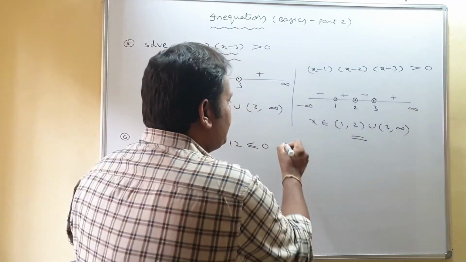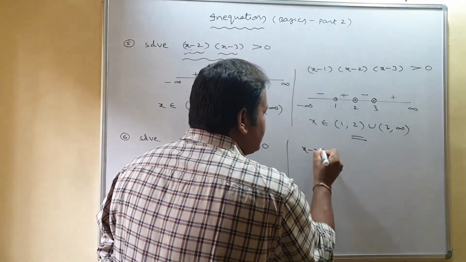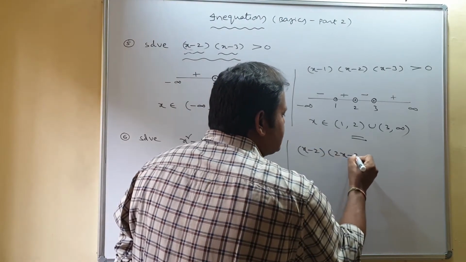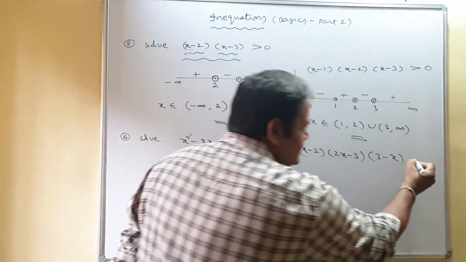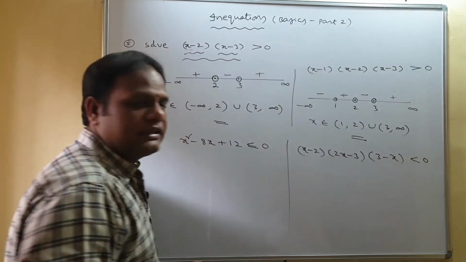Suppose it is something like (x minus 2) into (2x minus 3) into (3 minus x) less than 0, you have to solve this inequation.